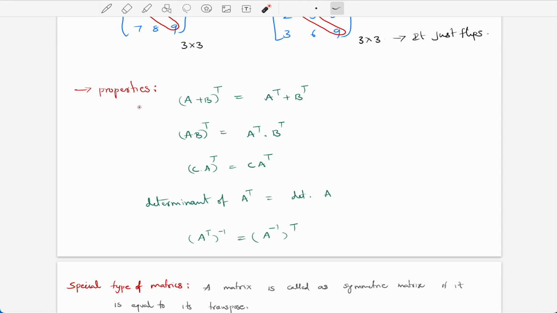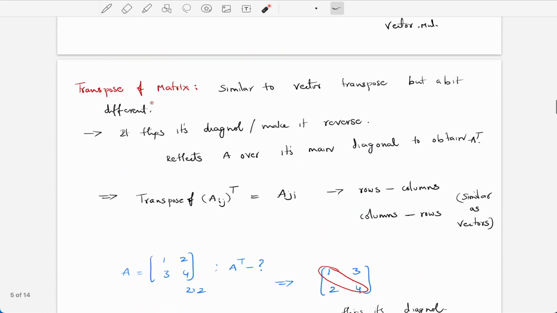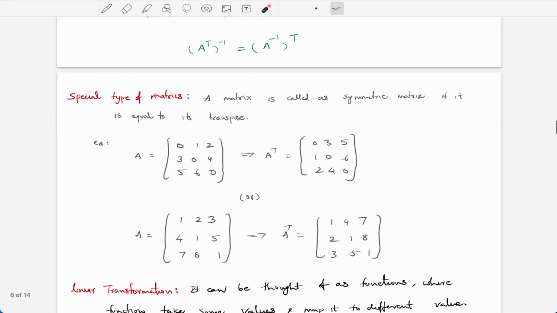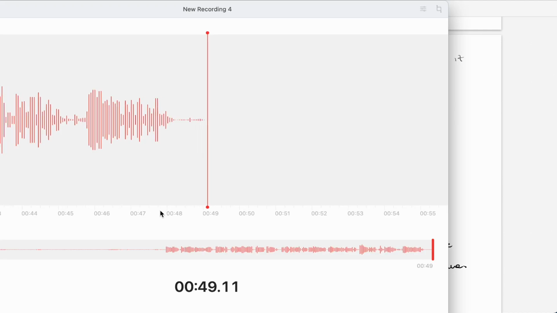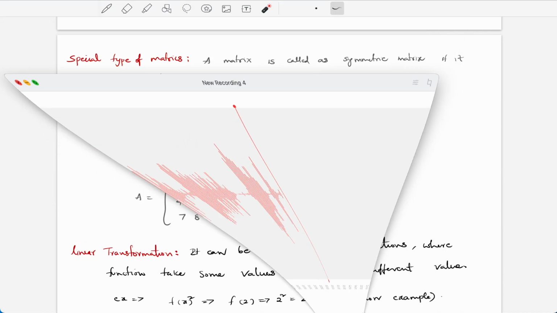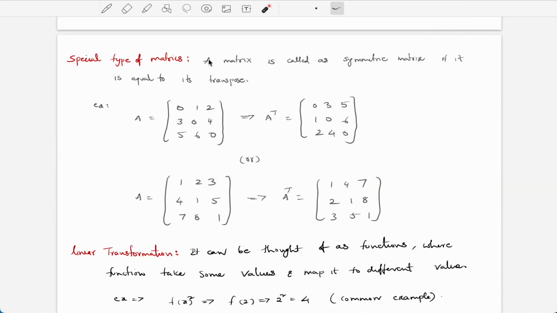So we just completed the transpose of the matrices, and now we are going to cover some of the most important and interesting topics in matrices. We are going to cover the special types of matrices. So what do we mean by the special types of matrices?